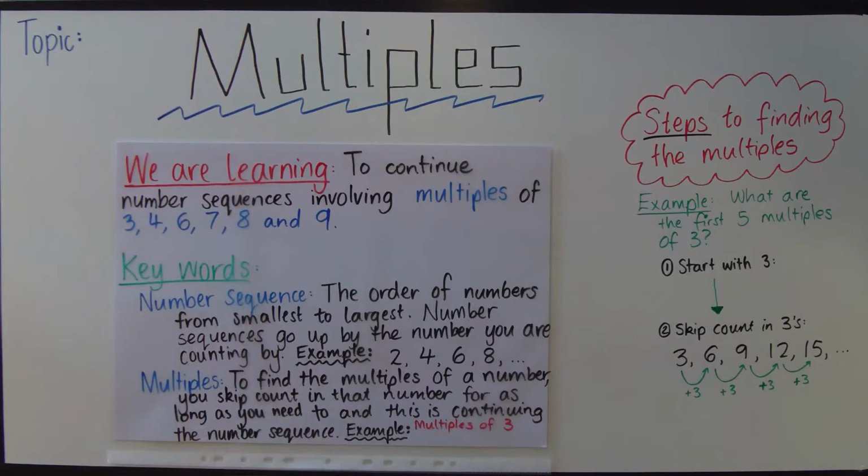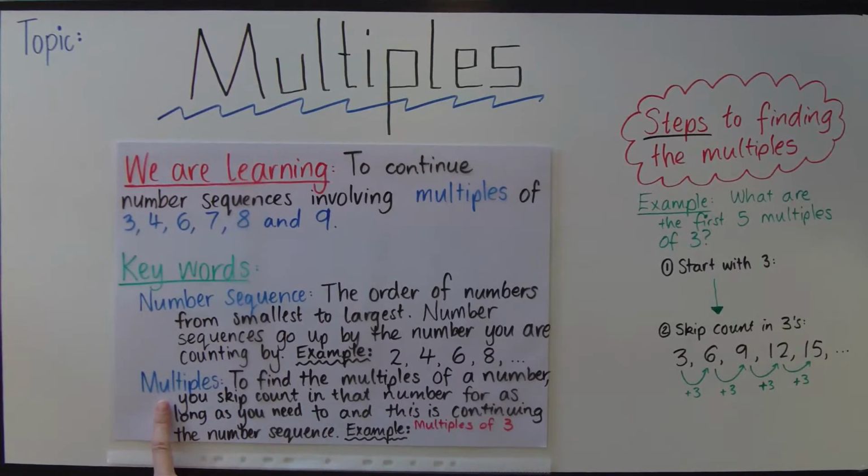We have number sequence, and number sequence is the order of numbers from smallest to largest in this topic. And number sequences go up by the number you are counting by. For example, 2, 4, 6, 8, and this just means it keeps on going. And this one here is going up in twos.